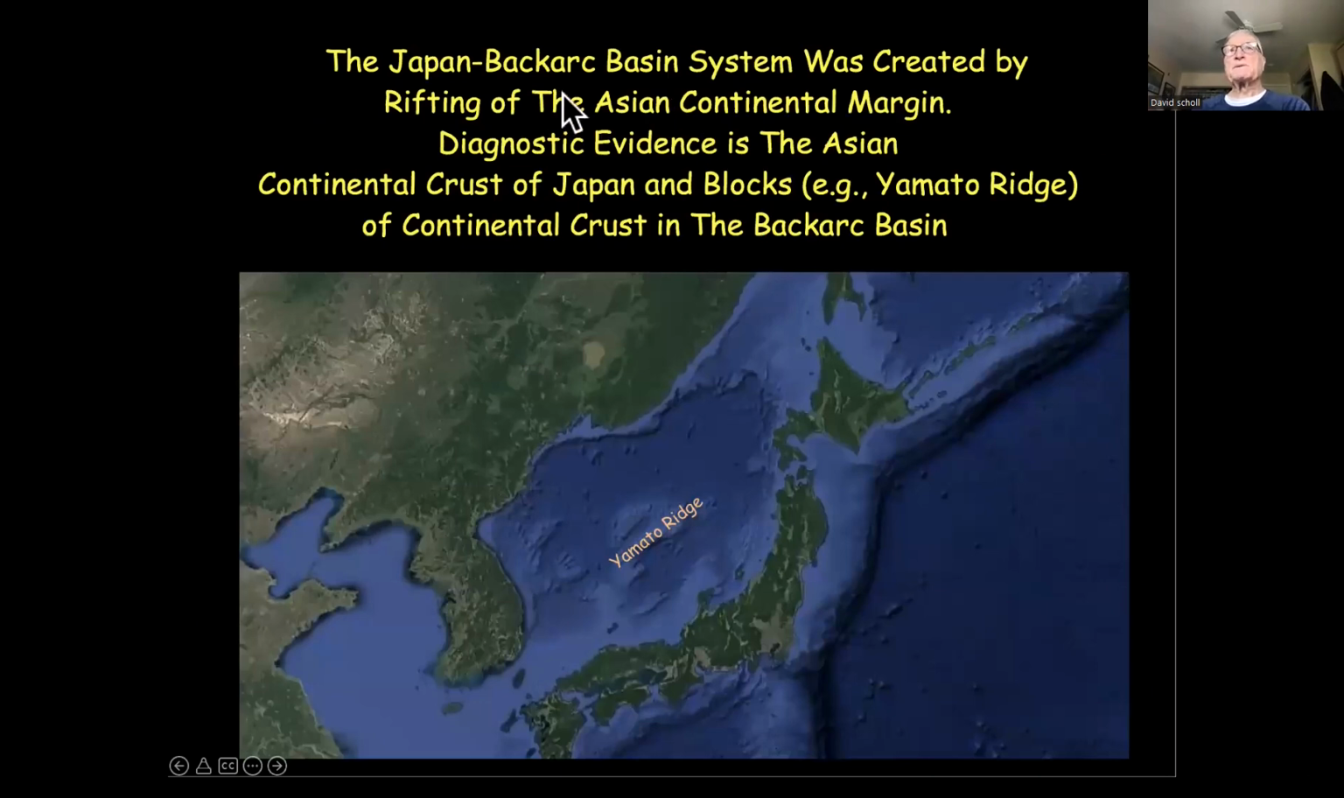Okay, if we look at Japan, the back arc basin system was created by rifting of the Asian continental margin, and the diagnostic evidence of this is the Asian continental crust of Japan and blocks like the Yamato Ridge of continental crust in the back arc basin. So this has got fragments of continental crust from Asia there, and so we have out here through here. So this is rifting, pulling apart parts and pieces, and this is the evidence that you have to have, is that you've got continental crust out in the arc systems that are in the back arc basin.